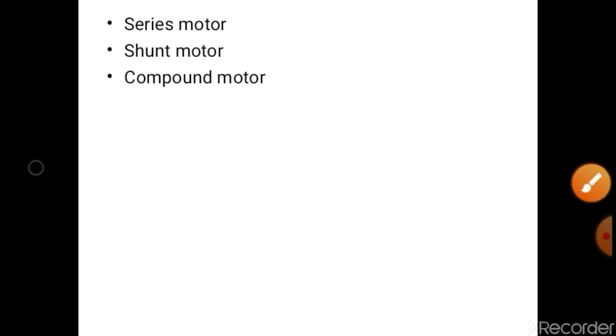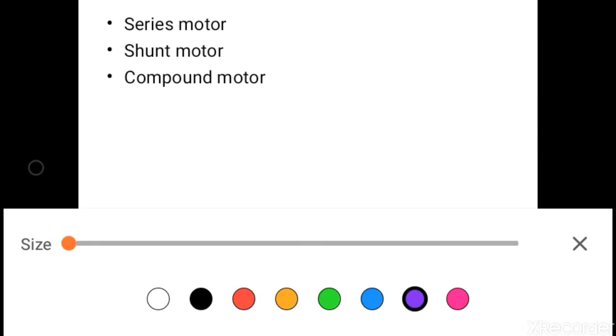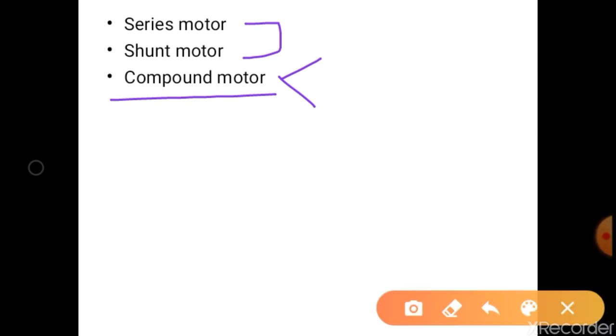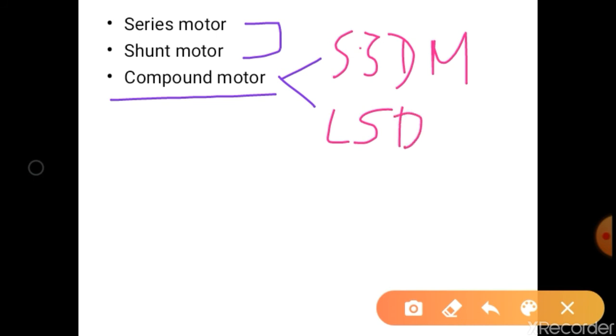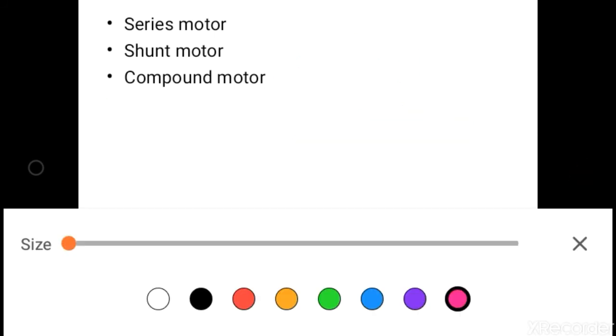The next one is the compound motor. The compound motor is the combination of series and shunt motors. In compound type motors, both windings are present. There are two types: short shunt DC motors and long shunt DC motors. How is the short shunt DC motor connected, and how is the long shunt DC motor connected? We'll see it now one by one.